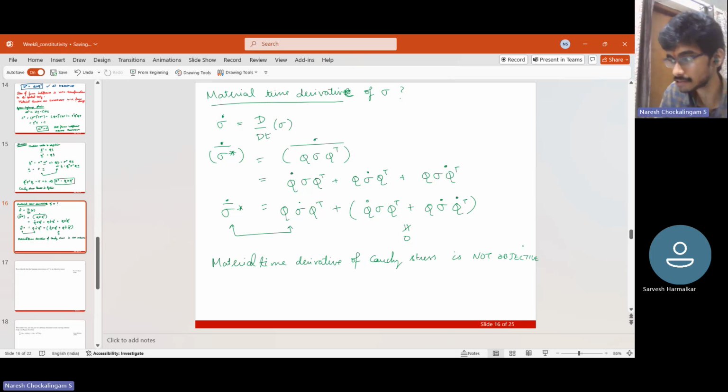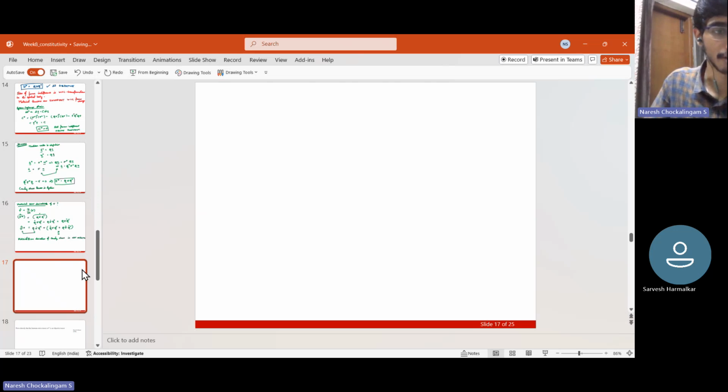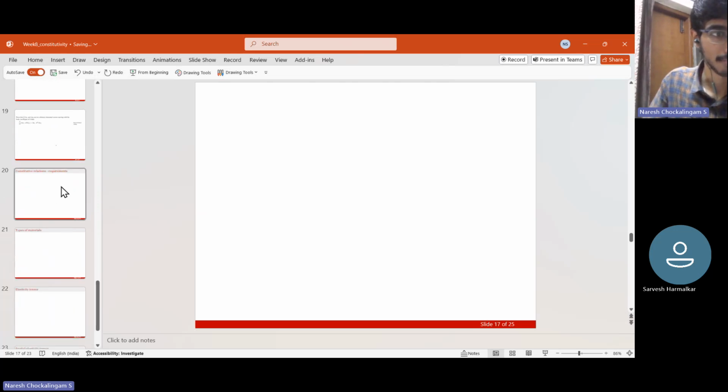Right. So what do we do? Because if it is not objective, then it cannot enter a constitutive relation. Okay, by the way, I didn't say the restrictions on the constitutive relationships, right? We'll get to that now, because that is important.